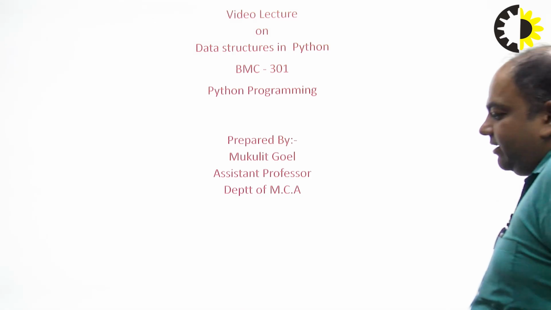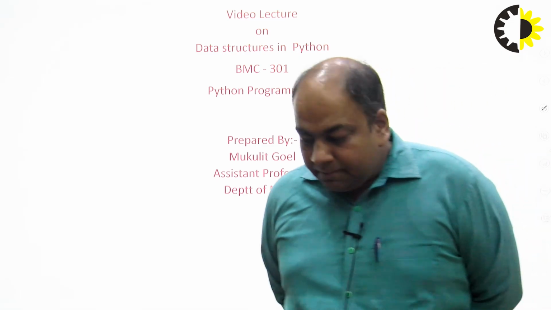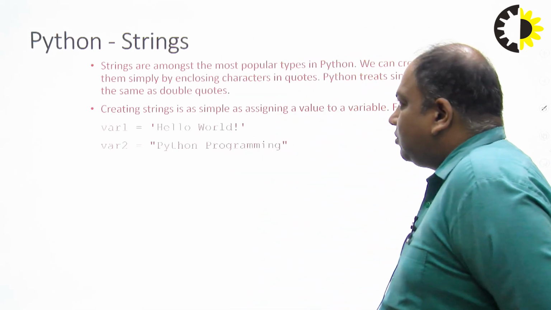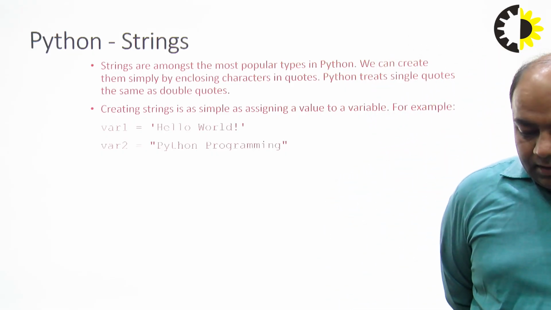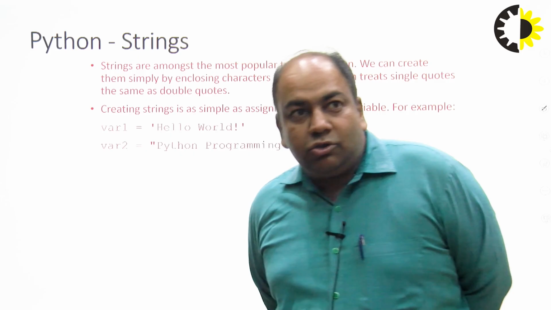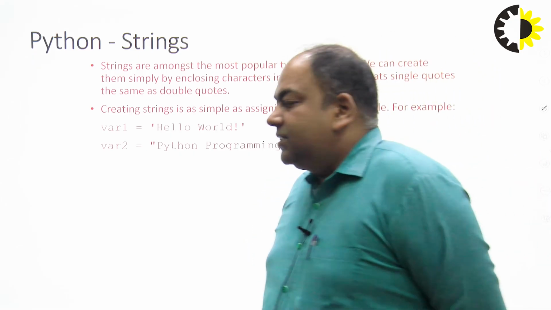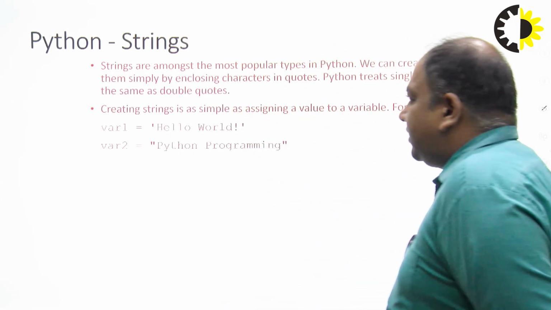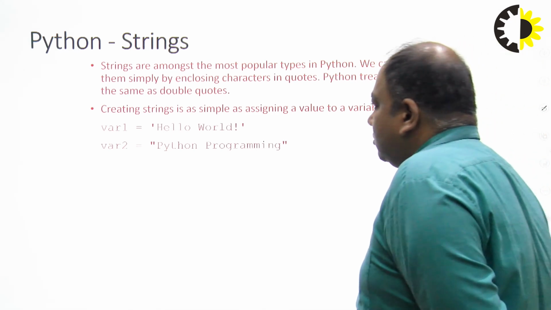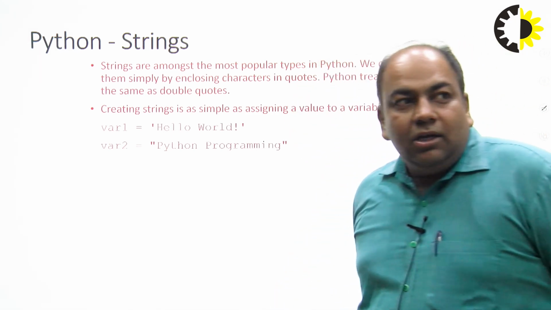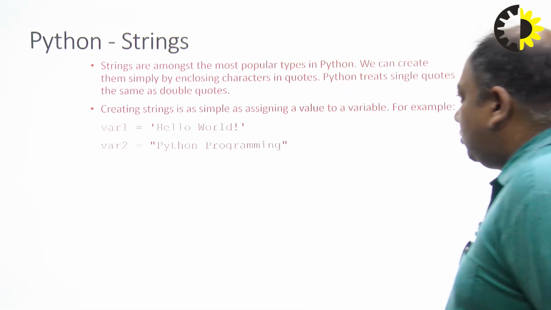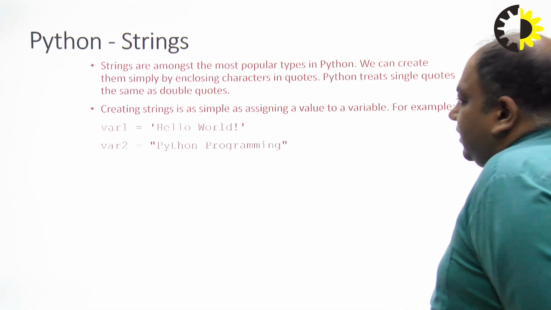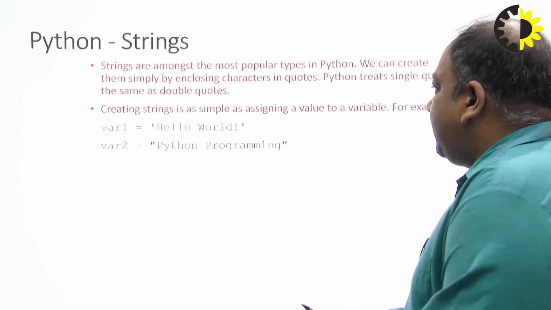In today's lecture, I will discuss the list and the string data structure in Python. So I will start with string. What is a string? Strings are the most popular data type in Python, and are easily created by just enclosing any text in quotes, either single or double. Python supports both single quotes and double quotes, and they have the same meaning.